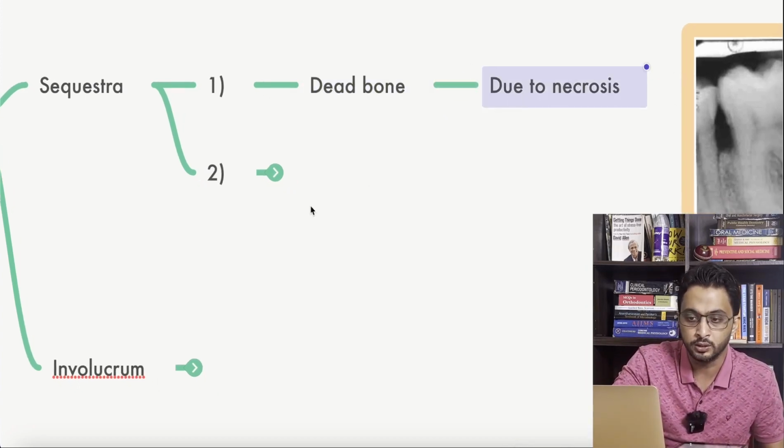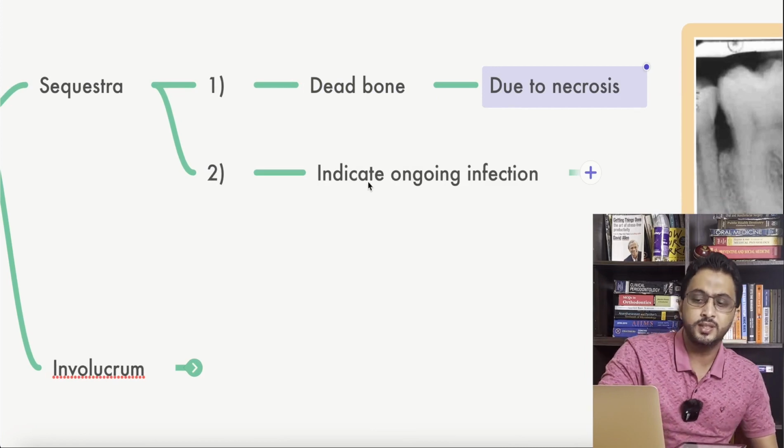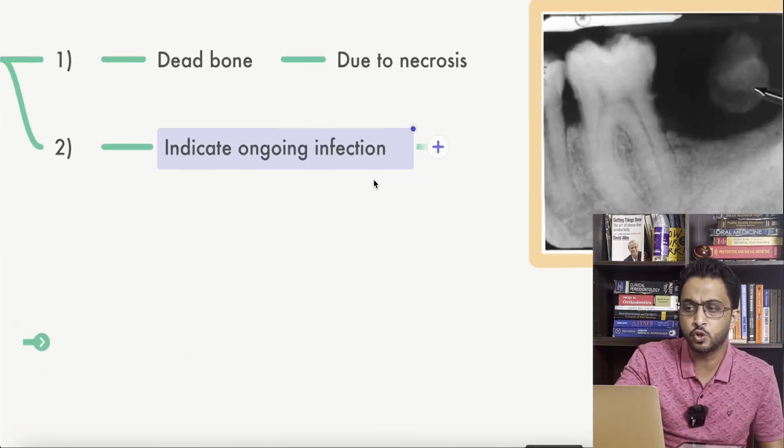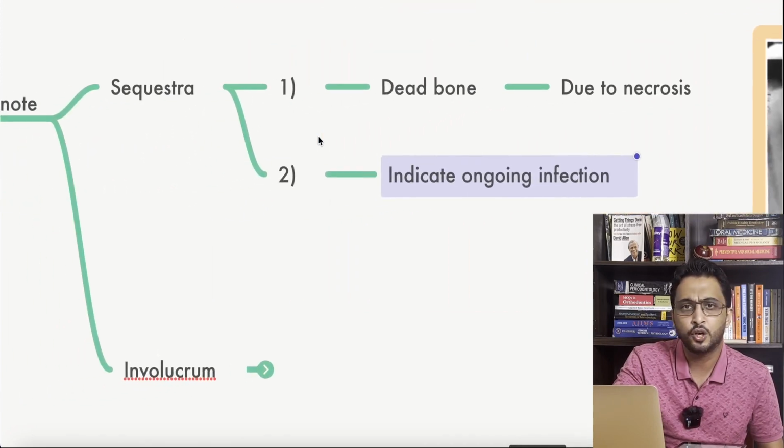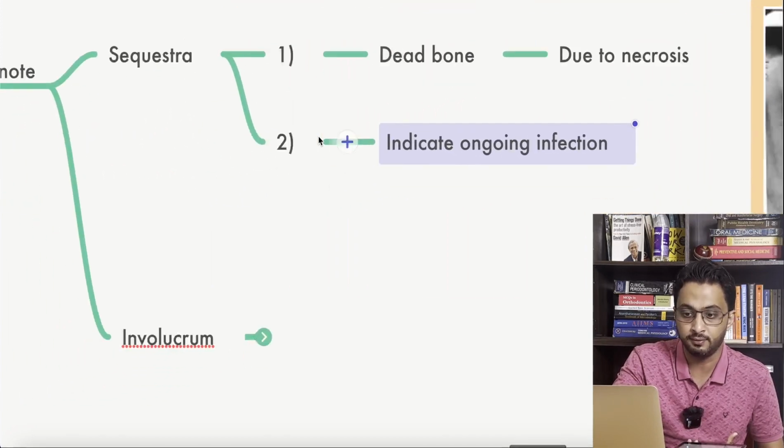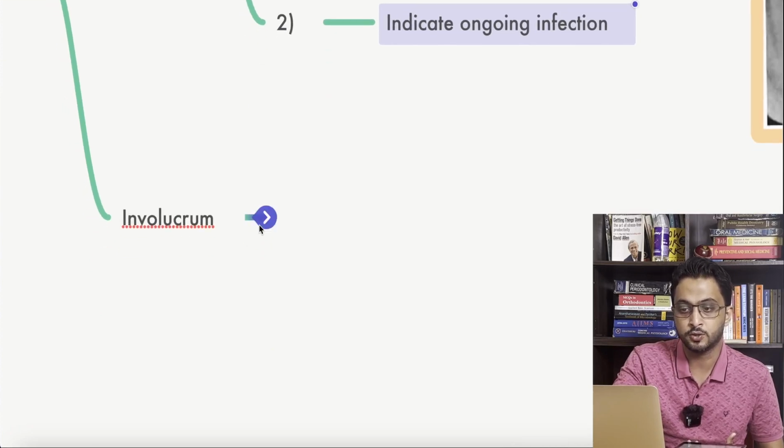So basically, due to necrosis, now this indicates an ongoing infection. If you take a radiograph, you see this kind of lesion, a kind of dead bone. You see that, okay, it's an ongoing infection. You have to treat it aggressively. So it indicates ongoing infection.